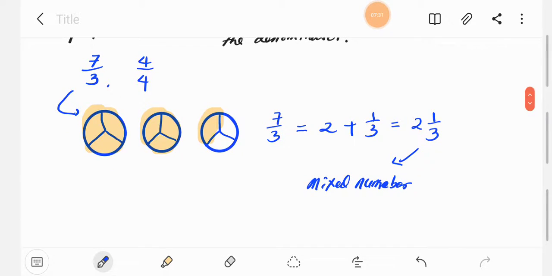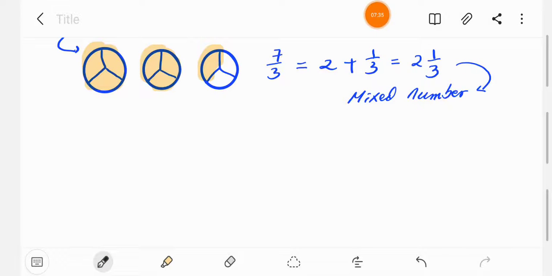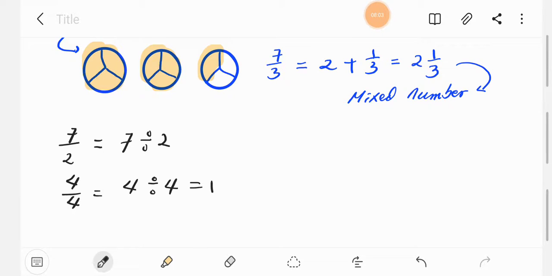Okay, let's check different cases. When we have a fraction like 7/2, this is equivalent to 7 divided by 2. Then it will be 3.5, right? 3.5. How about this? If we have a number like 4/4, then 4/4 means 4 divided by 4, which is 1, right? Which is 1.